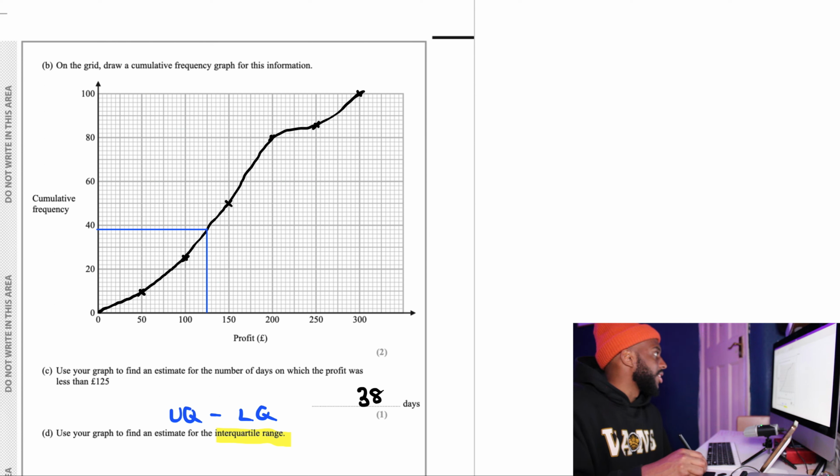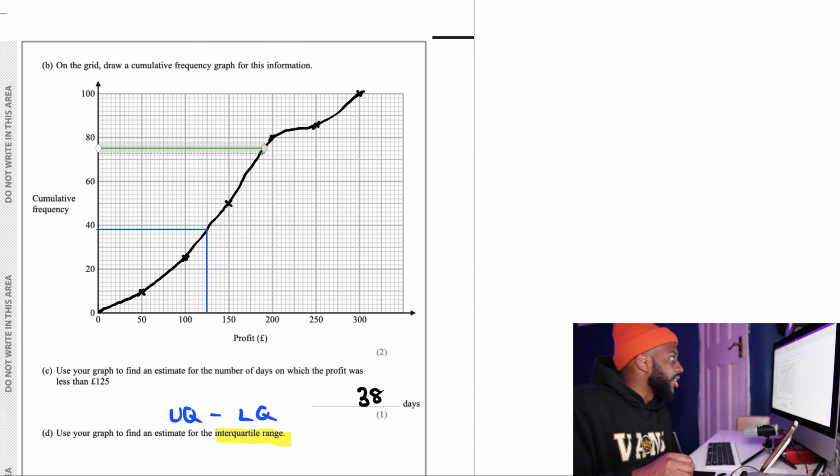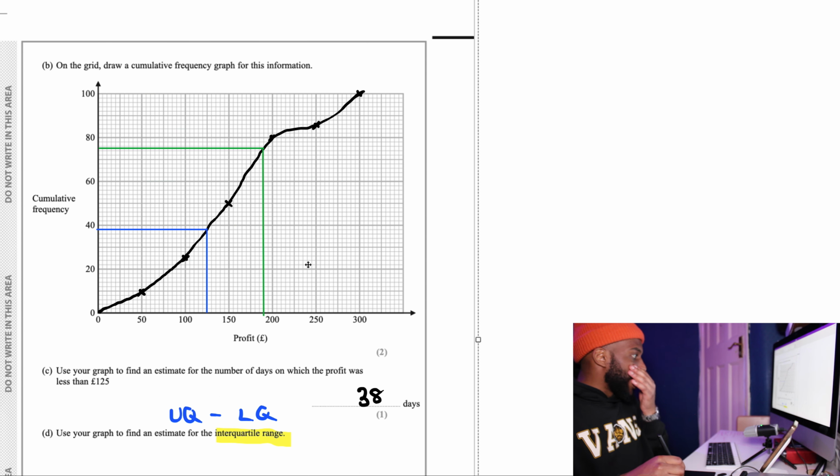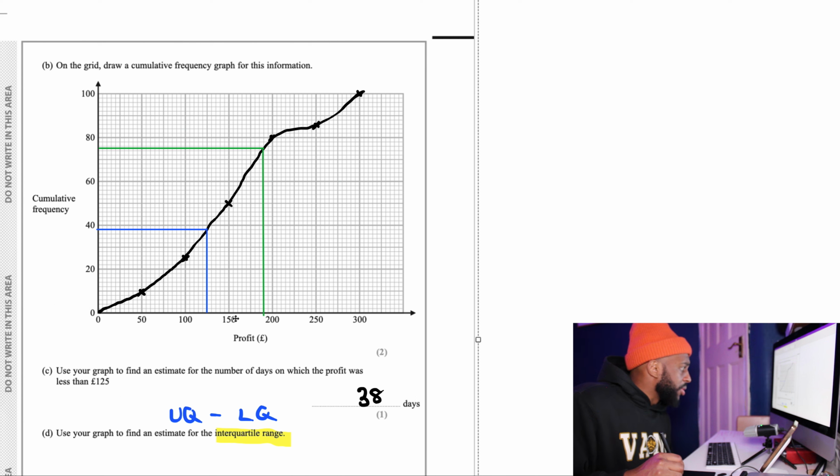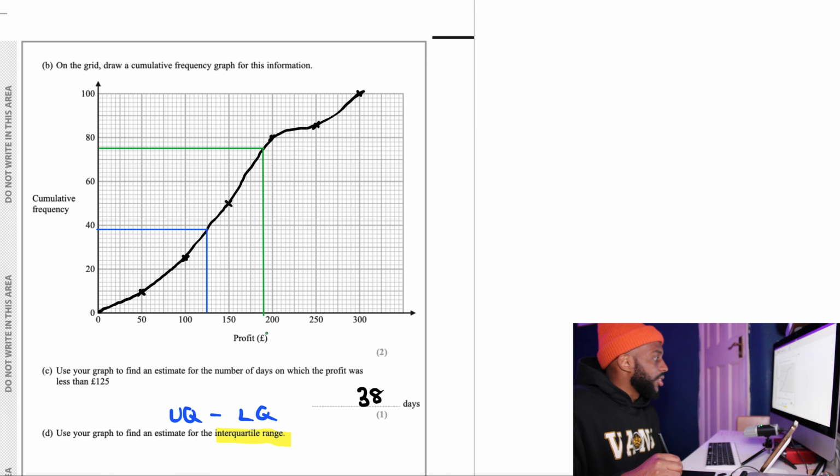So we need to go to 75 on the cumulative frequency on the y-axis. So let me just draw a line there. I think I'll change the color again to green. Okay, cool. So 75, that's going to be here. Meets our line there. So we draw a straight line down to the x-axis. That looks like we've got 160, 170, 180, 190. That looks like 190 for our upper quartile. So let's write that down, 190. And that's our upper quartile.